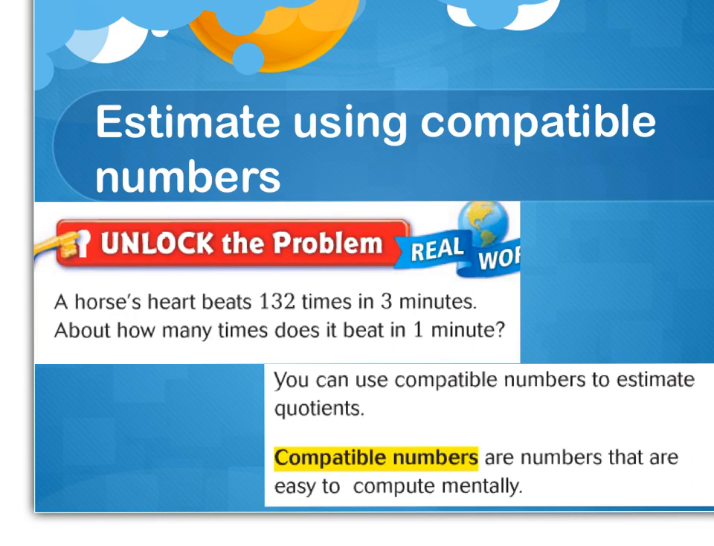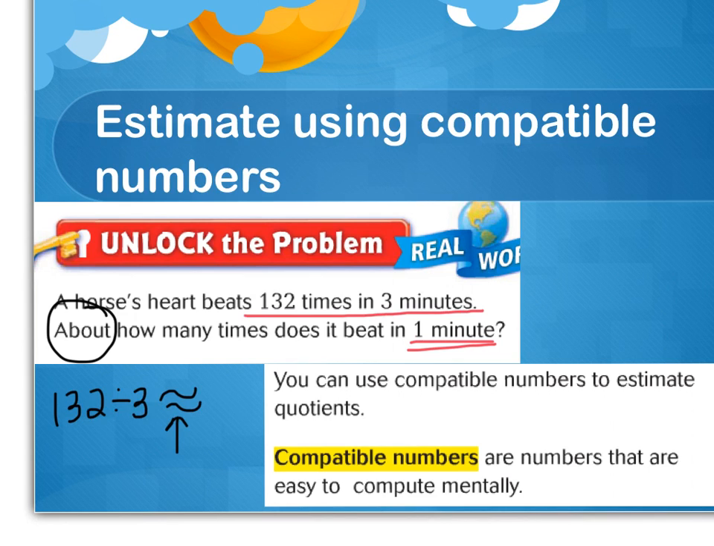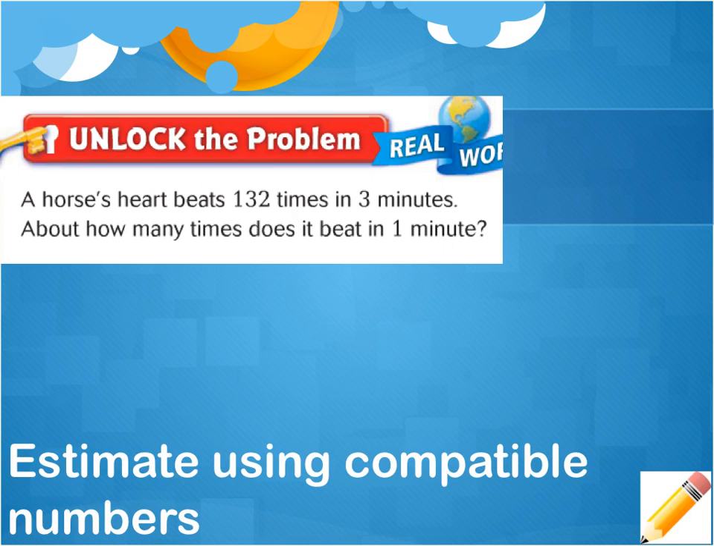Since the problem tells me that the horse's heart beats 132 times in 3 minutes, and I want to break those apart into single minutes, I'm going to divide 132 by the 3 minutes to find about how many times it beats in 1 minute. That keyword about tells me I'm going to find my estimate. And my squiggly equal sign means exactly that. I'm looking for an estimate. So let's try it.